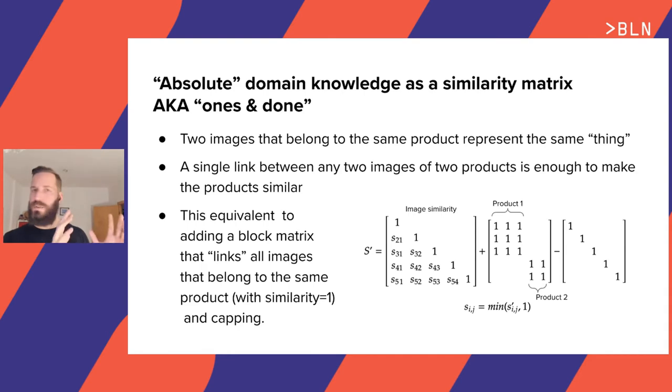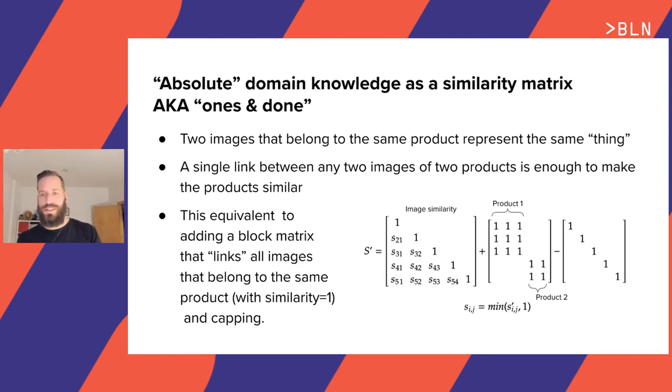All I need to do is take the image similarity matrix that I pre-calculated. I can add on top of that a block matrix of ones, basically blocks for all the images that are linked to the same product or the same patient or the same user, and do some capping. There are some things you need to do here, but essentially, I overlay the product links on top of the image similarity, and then I can take this matrix and run whatever clustering algorithm I want, or extract connected components, and what I will get is clusters of images. But then all I need to do is extract the product IDs, and I will have clusters of products.